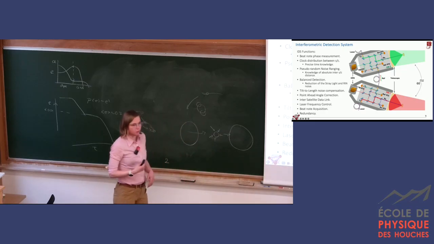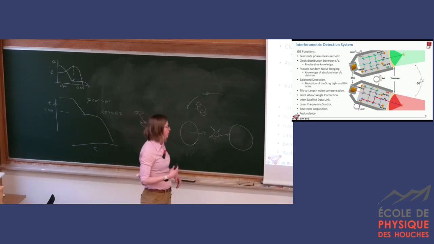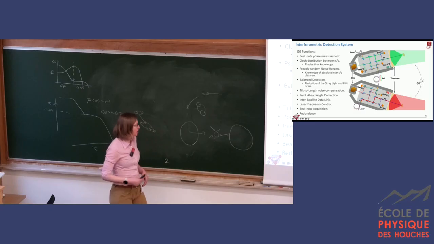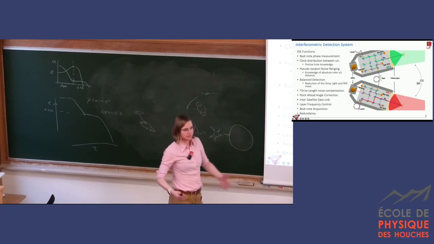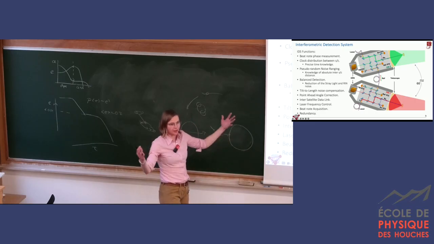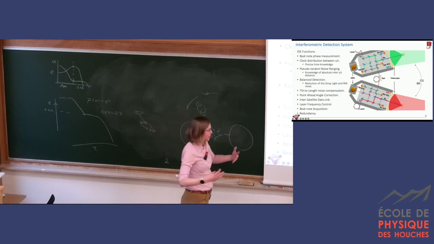So we have to support this as well, as it's one of the phase emitter functions. We have to control the laser to maintain transponder locks, and we have to acquire bit nodes. So initially, the spacecraft are in space, and they now have to acquire bit nodes and start measuring.